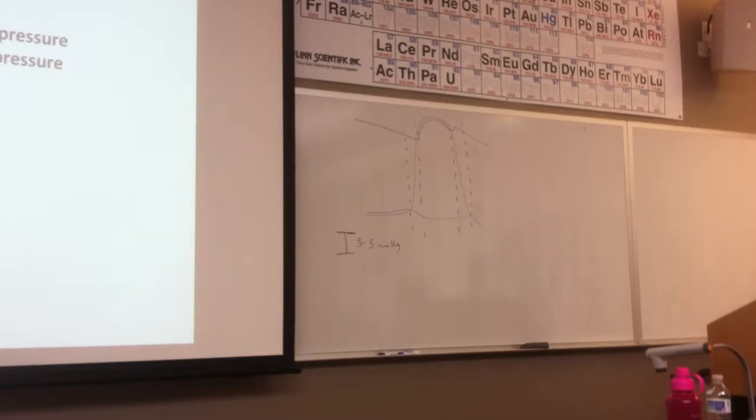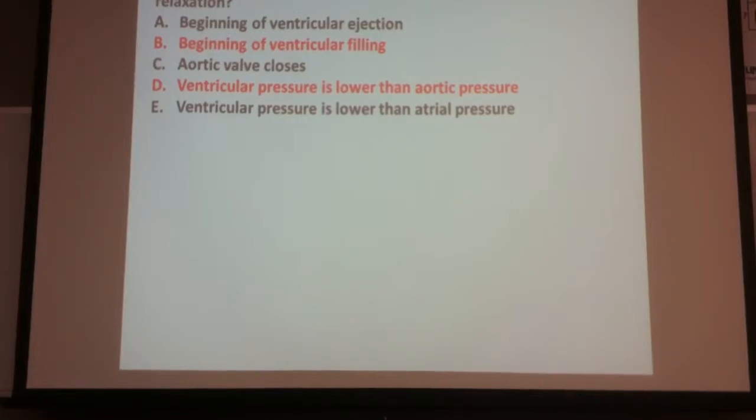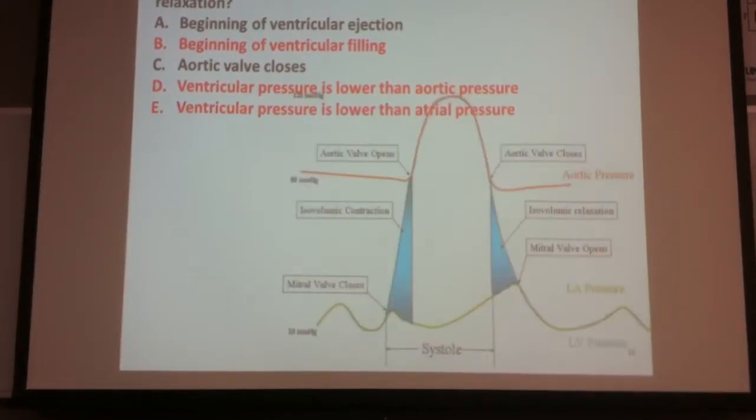And at the end of isovolumetric relaxation, D and E, AV valves open. Okay? So that's the beginning of ventricular filling. Is ventricular pressure lower than aortic pressure at that time? Yes, you can see it on the diagram. Is ventricular pressure lower than atrial pressure? Yes, that's why ventricular filling occurs, because the AV valves have opened.